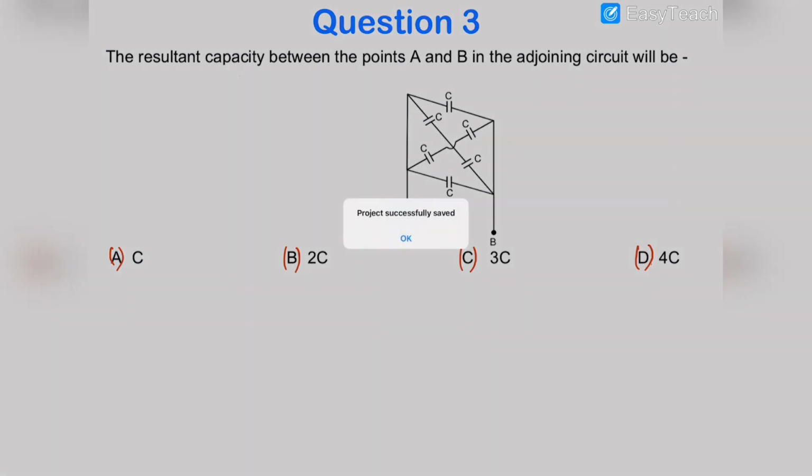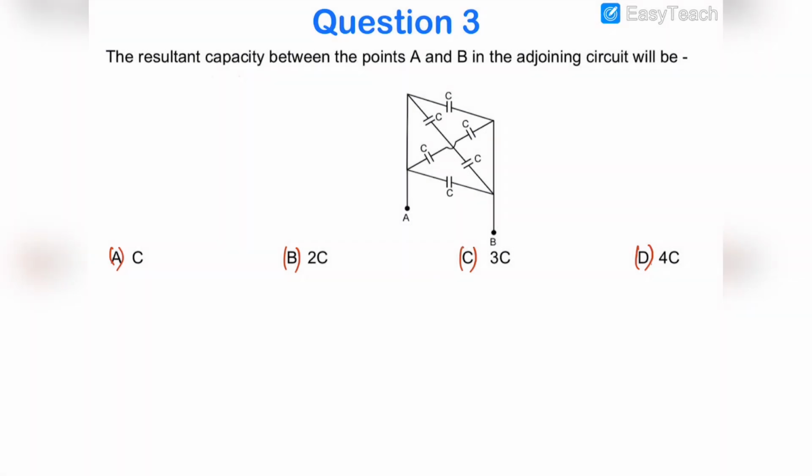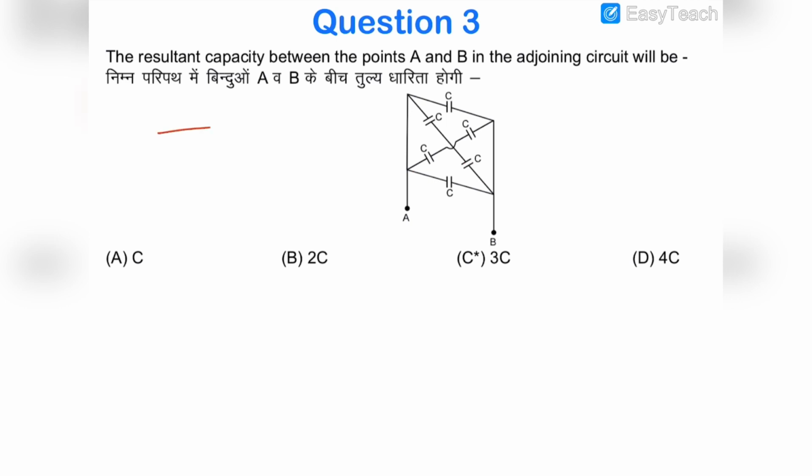Now you can see that in this question we have to find out the resultant capacitance between A and B. Okay, so what we can do in this question, you can see that these are not touching each other. So we can open it up like that. See, this C and C are in series, so they would be C by 2, and this is C.